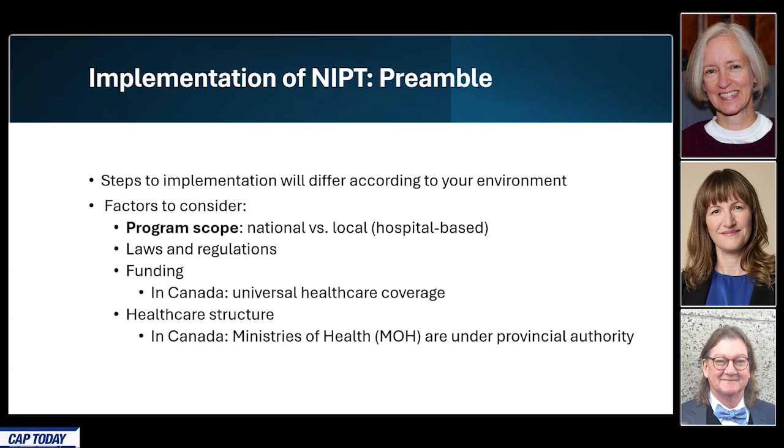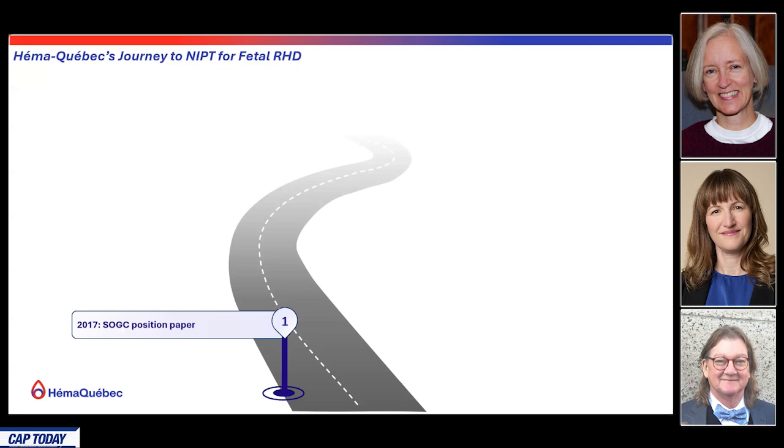Other factors to consider are your local laws and regulation, funding, and your healthcare structure. In Canada, we have universal healthcare coverage, so NIPT for fetal RHD will be paid by the Ministry of Health for every pregnant patient. However, since the Ministry of Health are under provincial authority, testing might not be deployed at the same time in every province. So, as mentioned earlier by Dr. Clarke, the SOGC position paper was really a turning point for NIPT for fetal RHD in Canada.